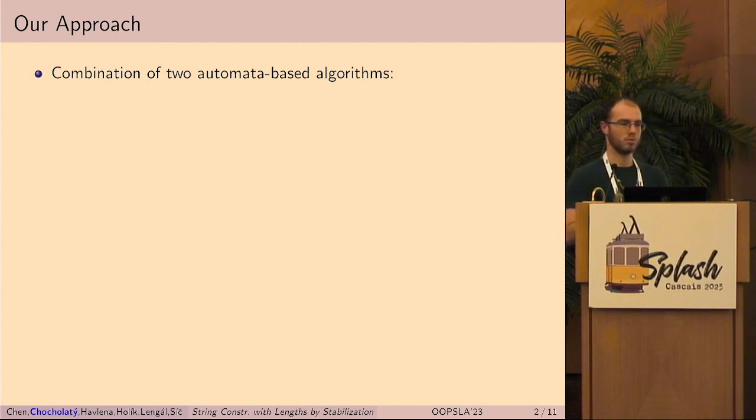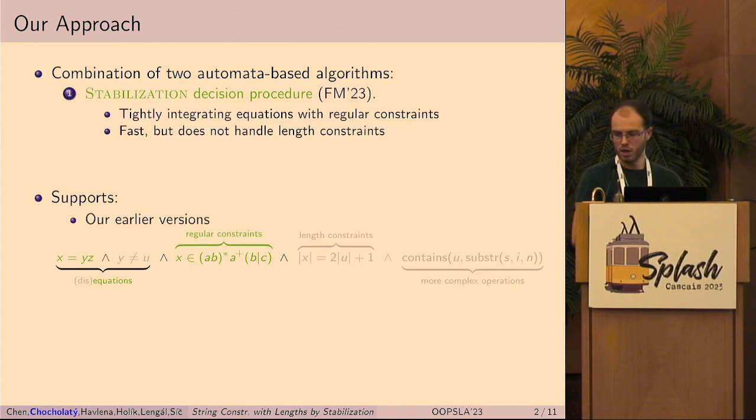So how can we solve this string formula with these constraints? Our approach is to use a combination of two automata-based algorithms. The first algorithm is called stabilization. It's a novel approach where we tightly integrate equations with regular constraints. It is a fast approach, and it can easily solve equations with regular constraints, but due to how the algorithm works, it cannot solve length constraints. But we can and we want to solve length constraints.